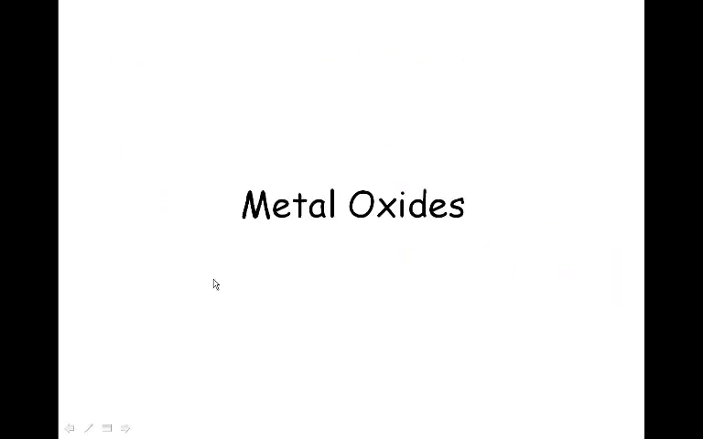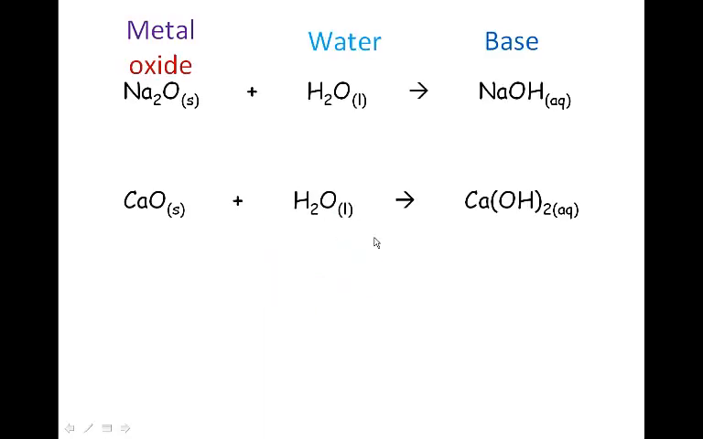Metal oxides. Metals react with oxygen to form oxides. An oxide is a chemical compound that includes at least one oxygen atom or ion, along with one or more other elements. Here's an example. Na2O is a metal oxide because it contains a metal and oxygen. A metal oxide is a chemical compound that contains a metal chemically combined with oxygen.